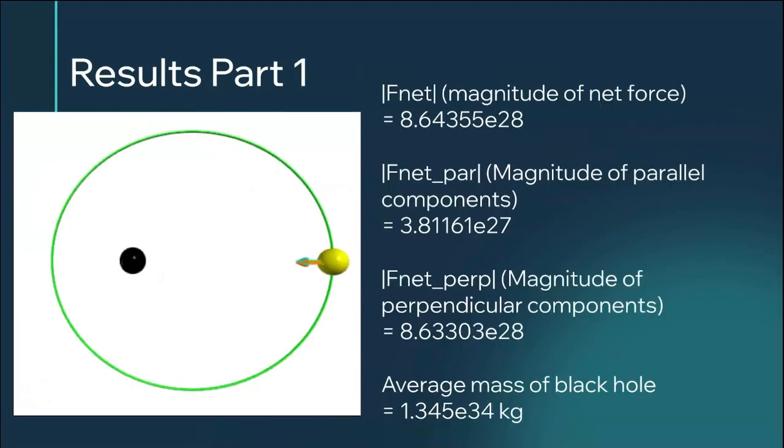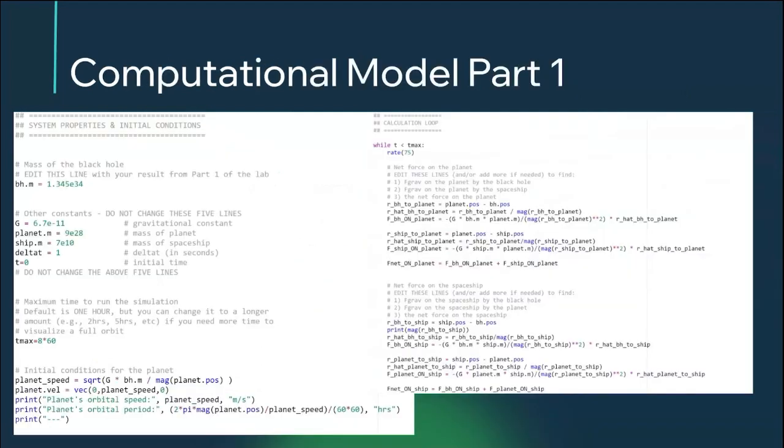So we have a resulting magnitude of net force of 8.6e28 newtons, and then magnitude of parallel components, which is 3.8e27 newtons, perpendicular component of 8.6e28, and then the average mass of the black hole turns out to be 1.34e34 kilograms. So the computational model part 2.